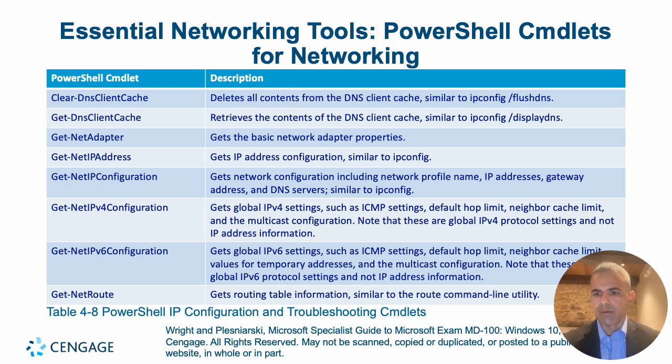Now we're going into some PowerShell commands that accomplish the very same thing. We know it's PowerShell because, again, this is a verb and this is a noun. So Clear-DnsClientCache does exactly what you think it does. It clears the DNS cache. Get-DnsClientCache is going to retrieve all of those DNS records. Get-NetAdapter will tell you all of the different network adapter properties. Get-NetIPAddress and Get-NetIPConfiguration are similar to ipconfig, so they're going to tell you your subnet mask, all of that great info. And then we have commands for both IPv4 and IPv6 configurations.